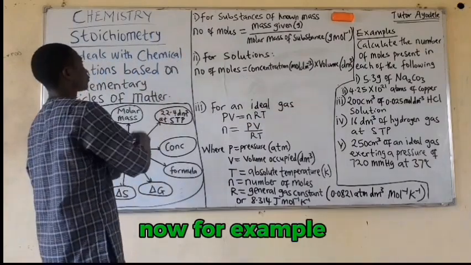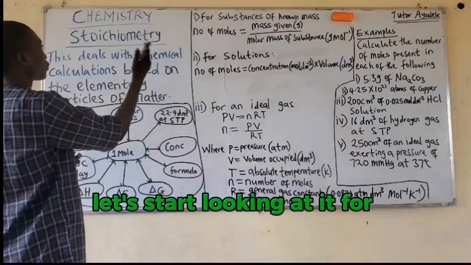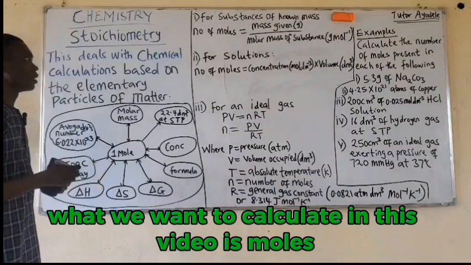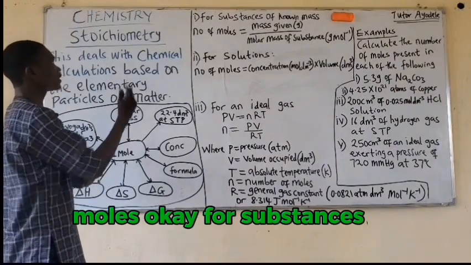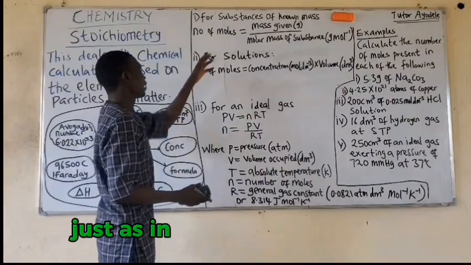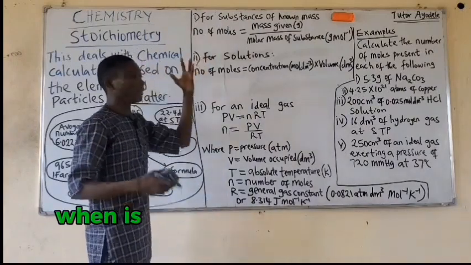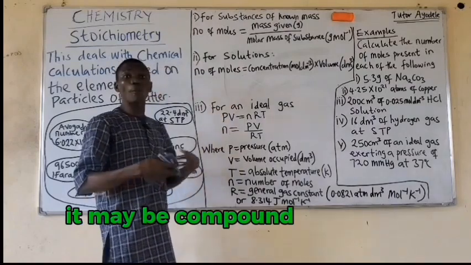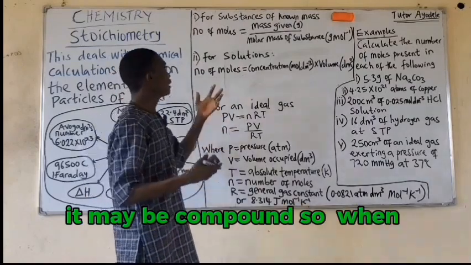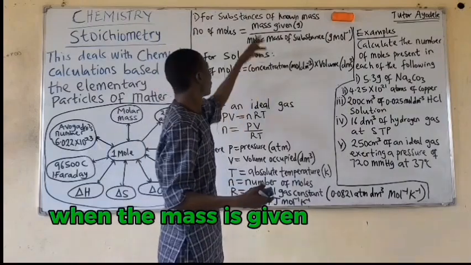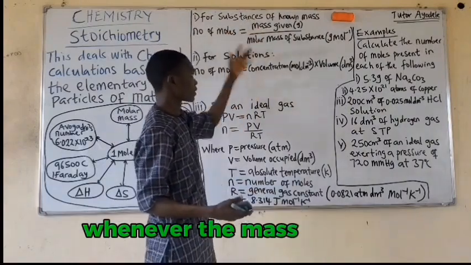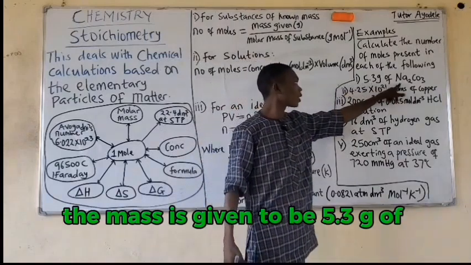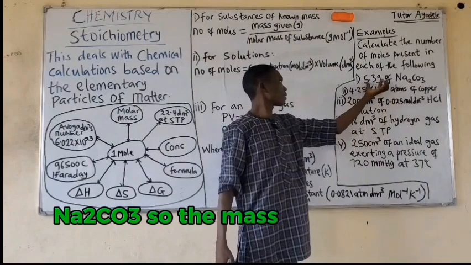Now, for example, let's start looking at it. For substances of known mass, what we want to be calculating in this video is moles. When you say substances in chemistry, it may be a compound. When the mass is given, you make use of this formula. Just look at question number 1 as an example. Here the mass is given to be 5.3 gram of Na2CO3.